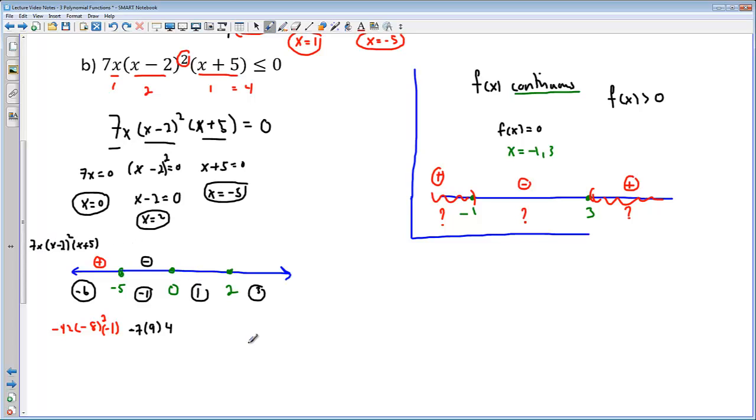And then I have a 1. I'm going to plug that in. That's going to give me a 7. And then times, negative 1 minus 2 is negative 3, but you're going to square it, so you're just going to get a 9. And then here, 1 plus 5 is 6. So that's positive.